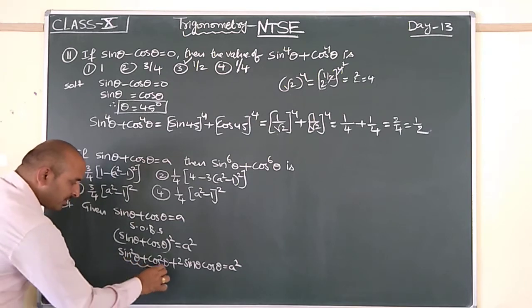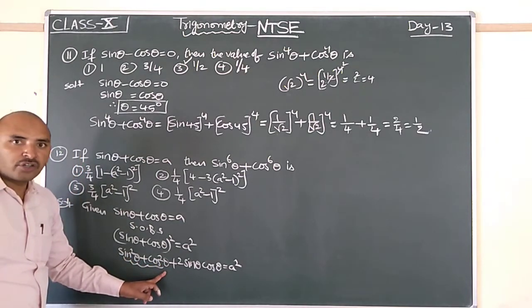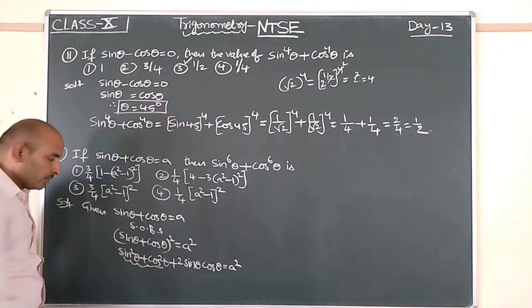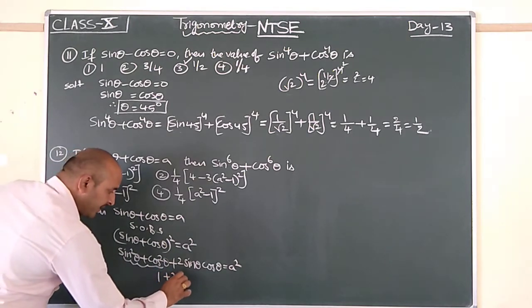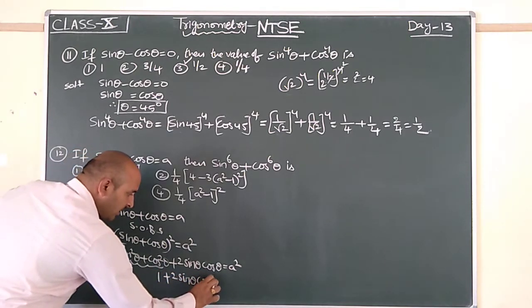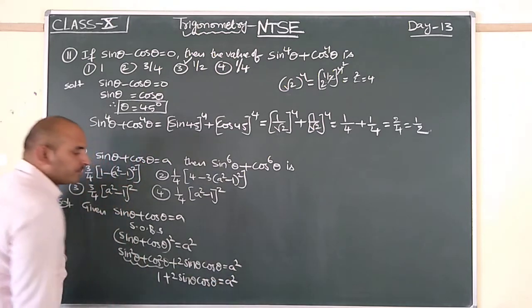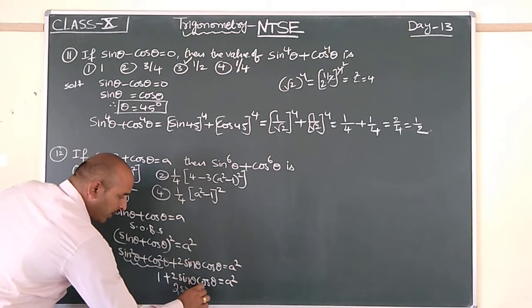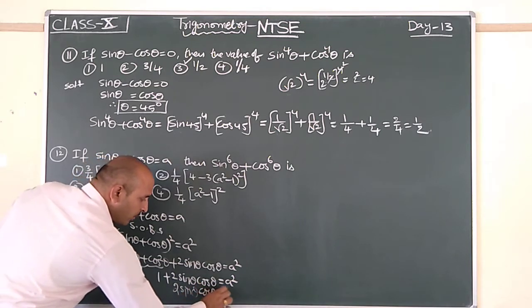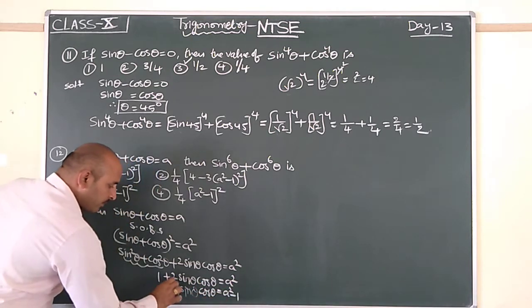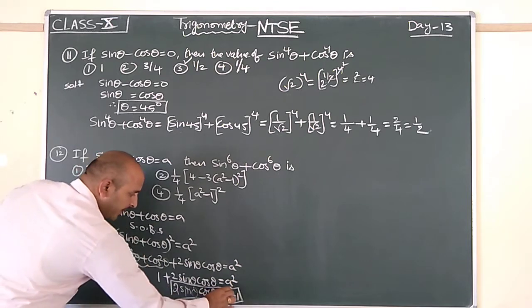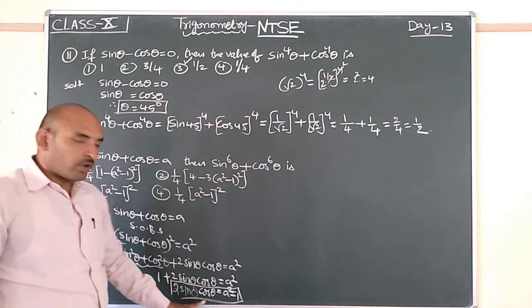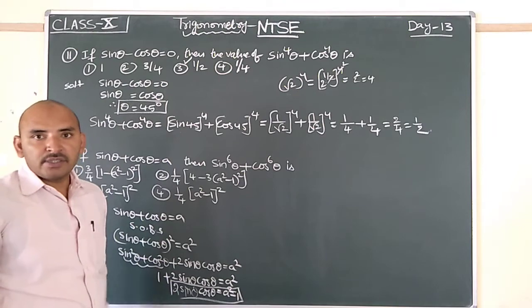Sin square theta plus cos square theta plus 2 sin theta cos theta is equal to a square. So this value how much? Sin square theta plus cos square theta value according to identity is 1. So 1 plus 2 sin theta cos theta is equal to a square. So therefore 2 sin theta cos theta is equal to a square minus 1.